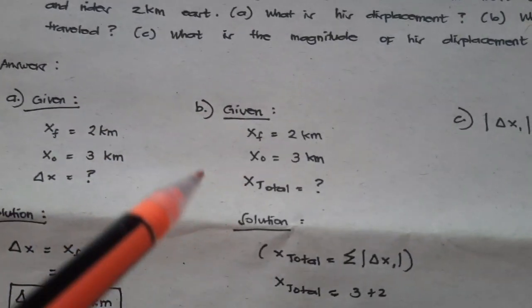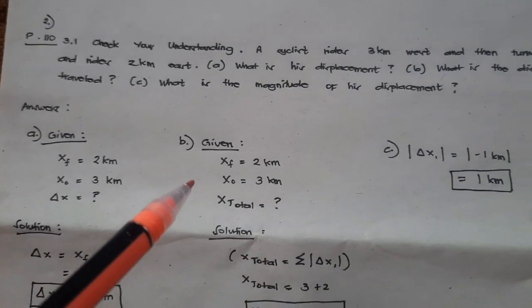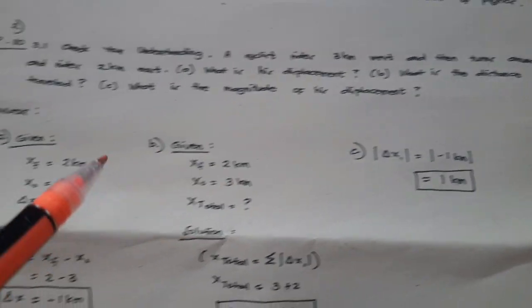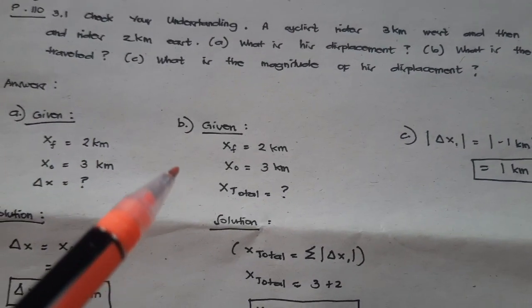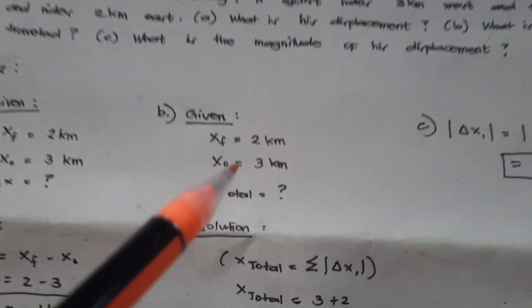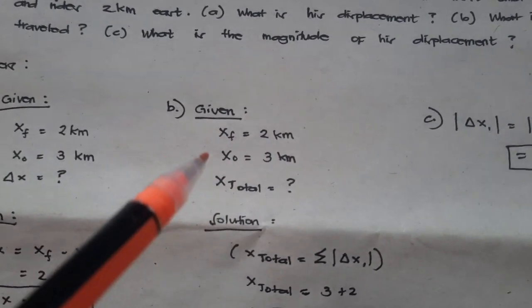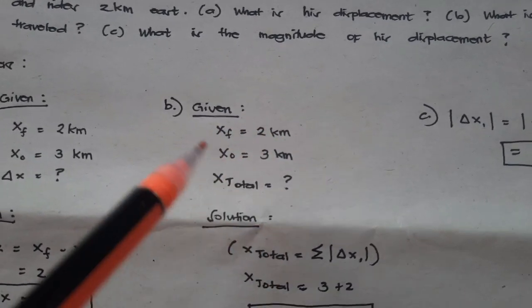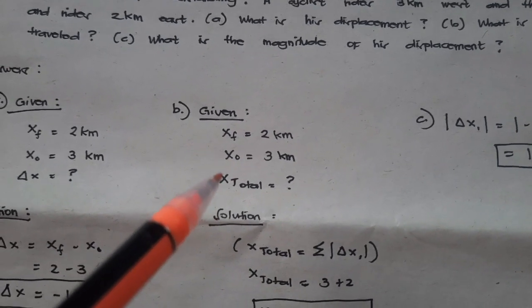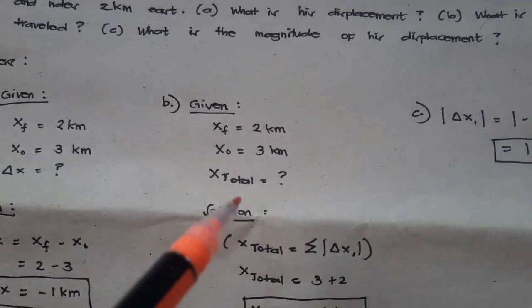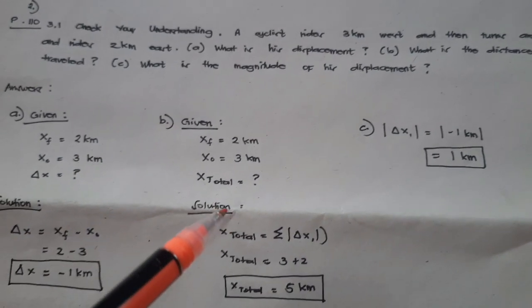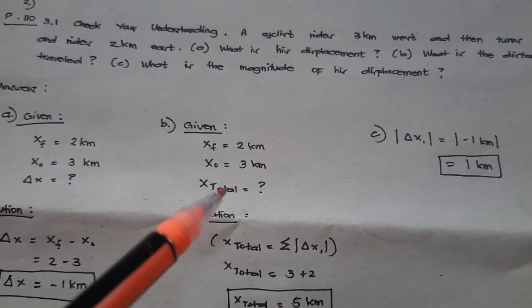So, letter B. In letter B, what we are looking for is the distance traveled. So what is the distance traveled? The given final position is equal to 2 km, the initial position is equal to 3 km, and we want to find the distance traveled.